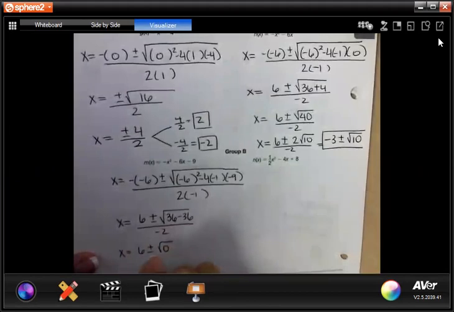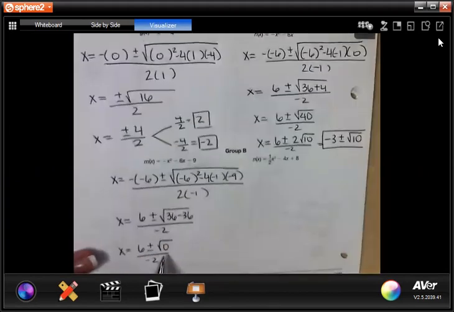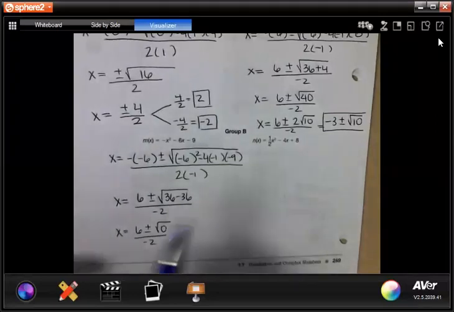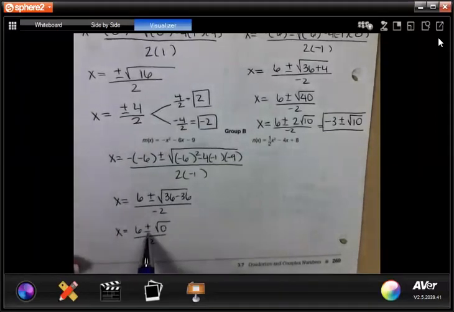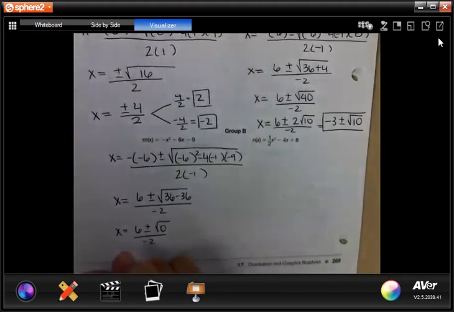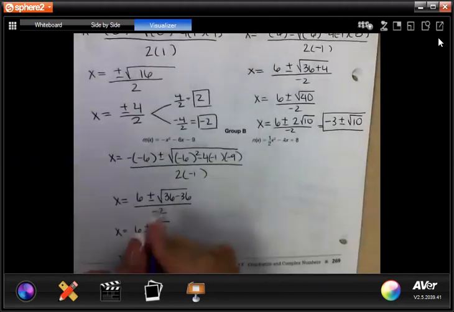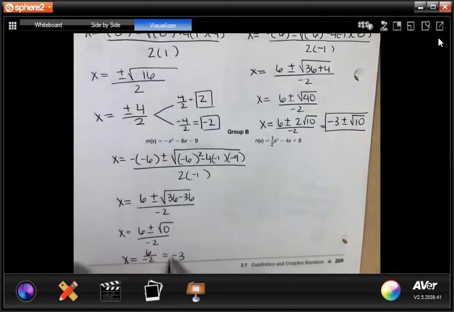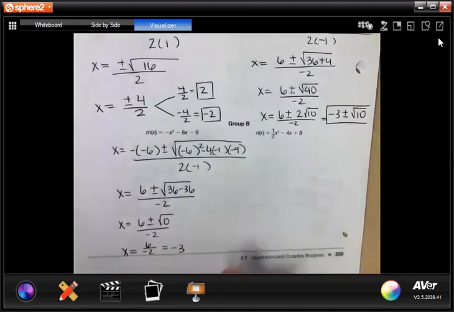When I take this one step further to simplify, I end up with a 0 under the square root. The square root of 0 is 0. And whether we add 0 or subtract 0 is not going to change anything. So this is going to end up being 6 over -2, which is -3. So now we only have one solution.